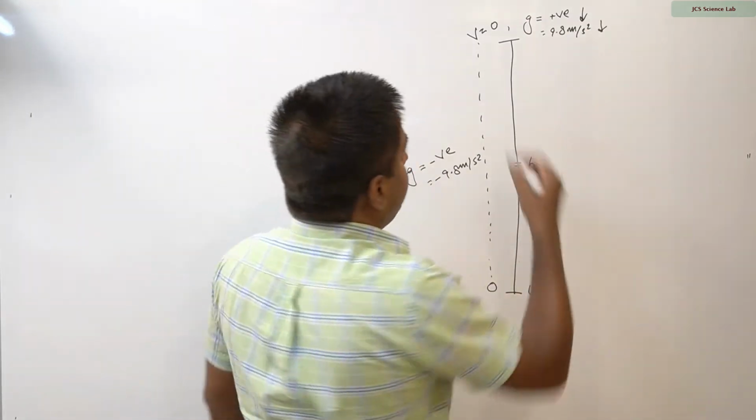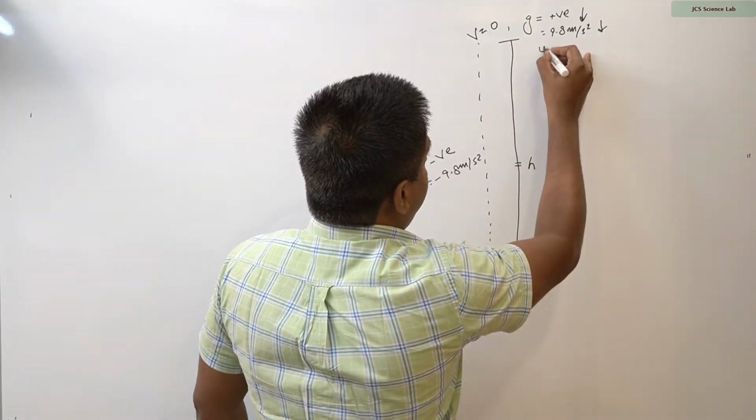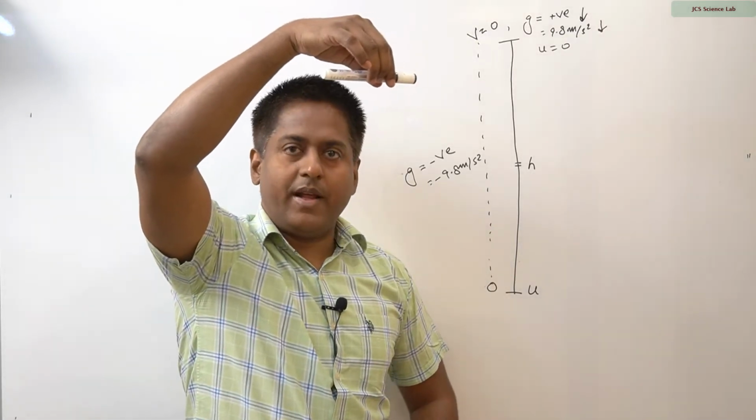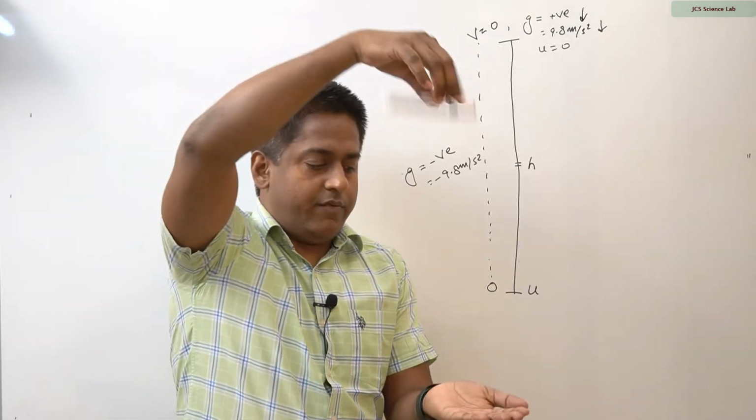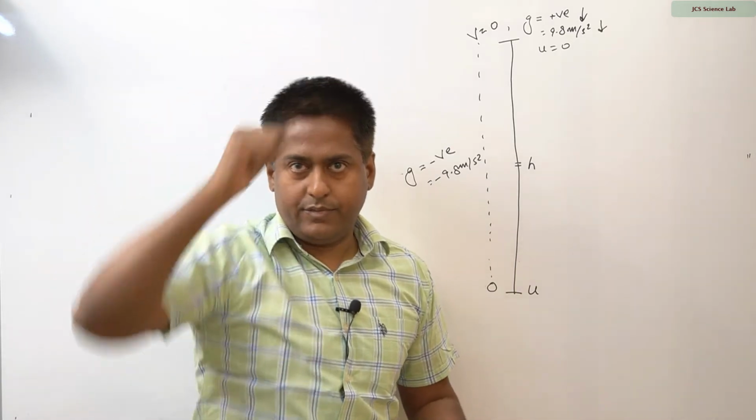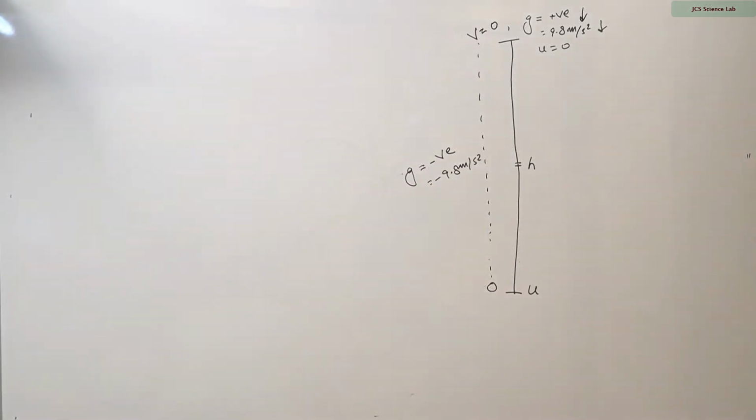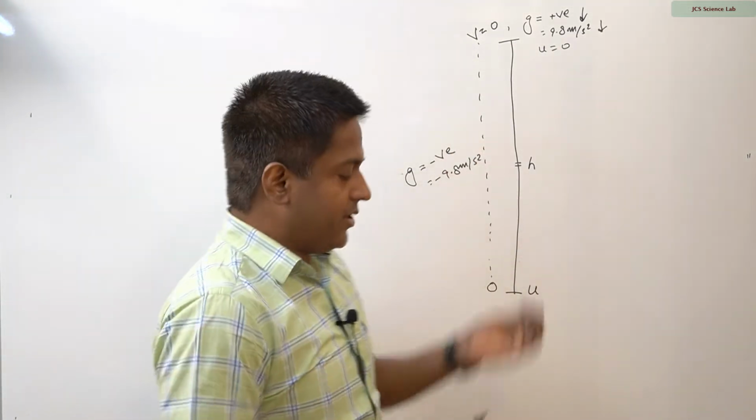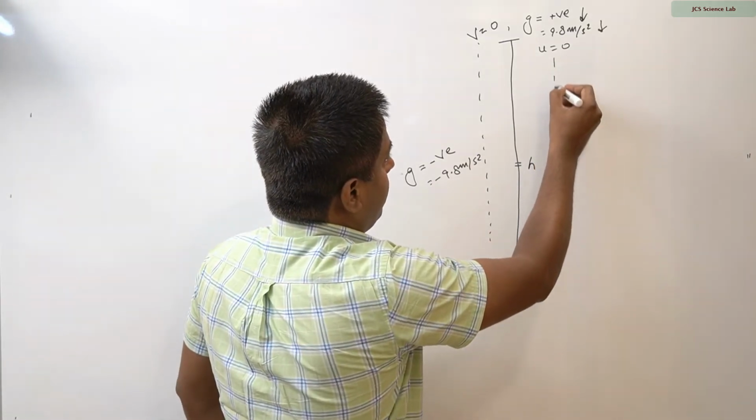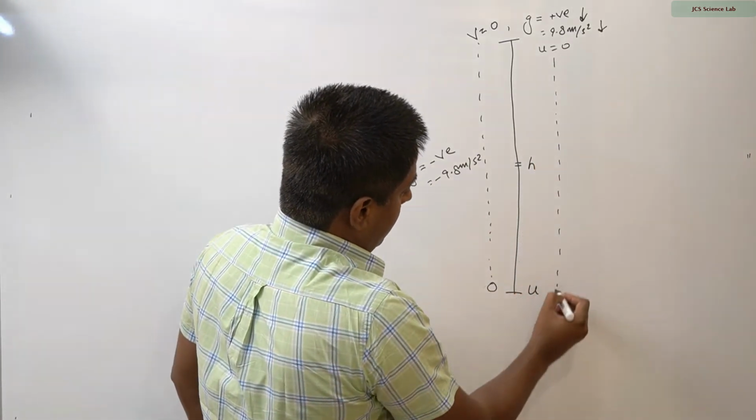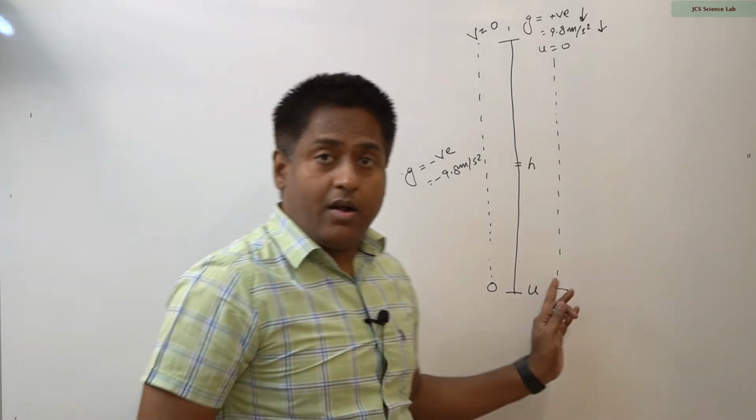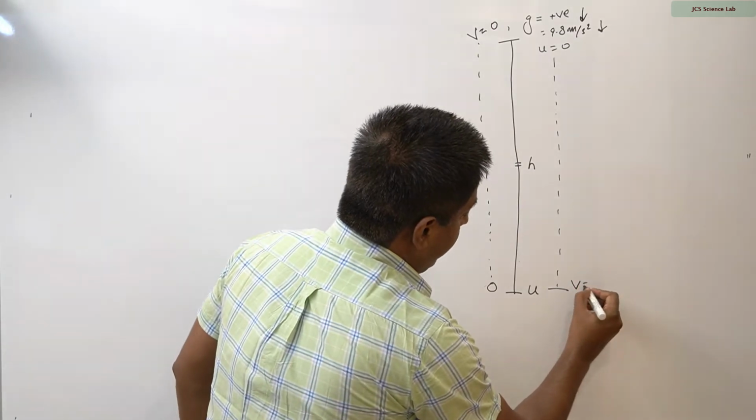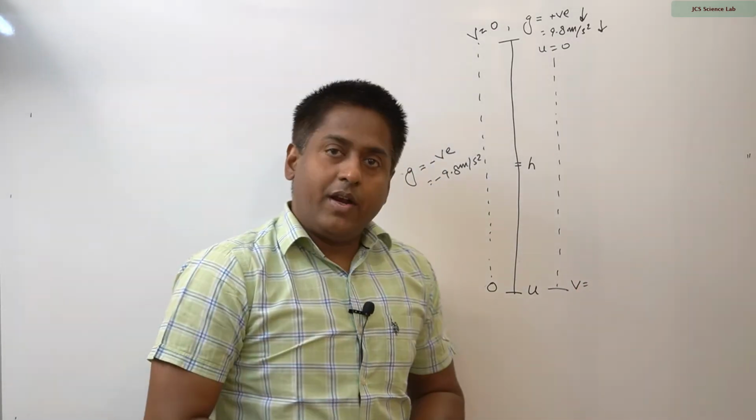During the fall, the initial velocity would be 0 because it falls from rest. It falls from rest, right? So initial velocity would be 0. Now the object starts falling down here, and then it hits the ground with maximum velocity. So here we can find out V. After hitting the ground, it stops.